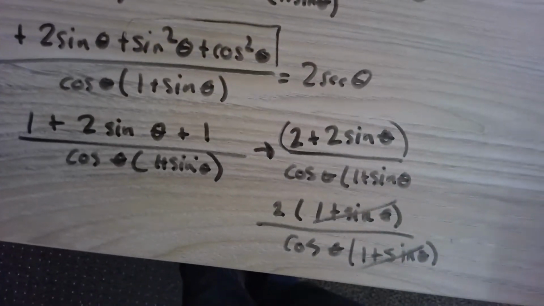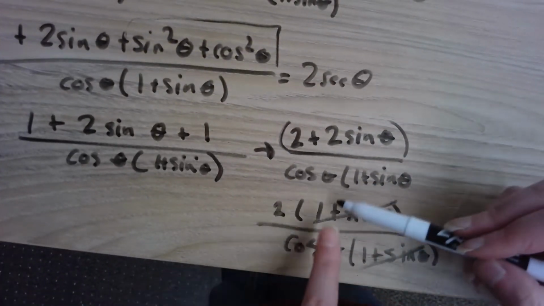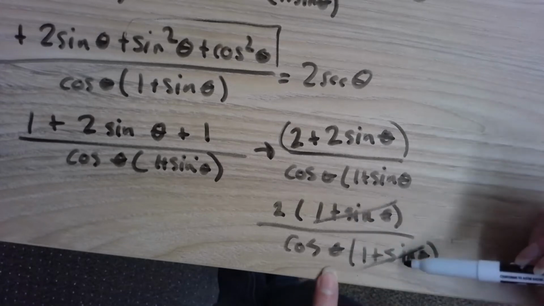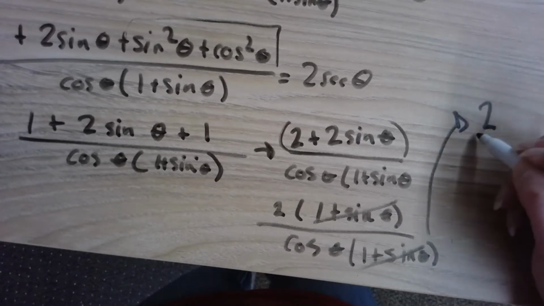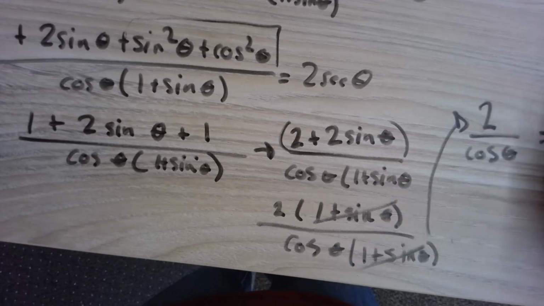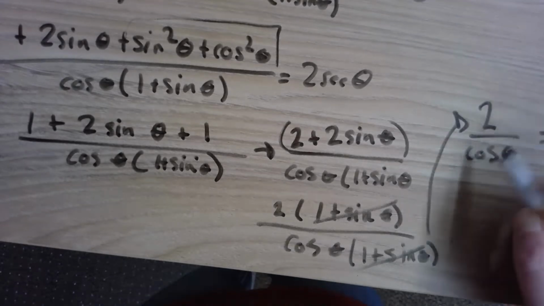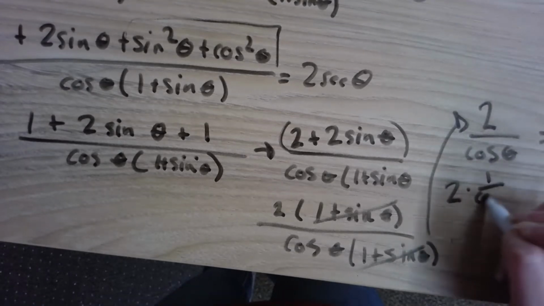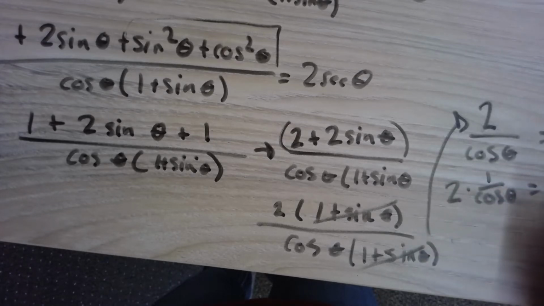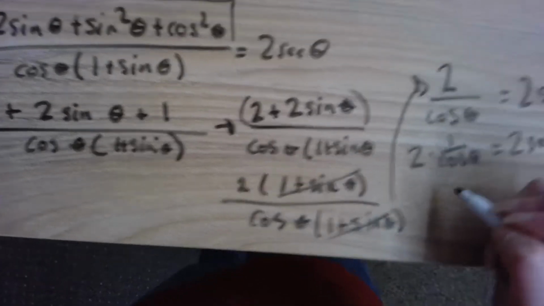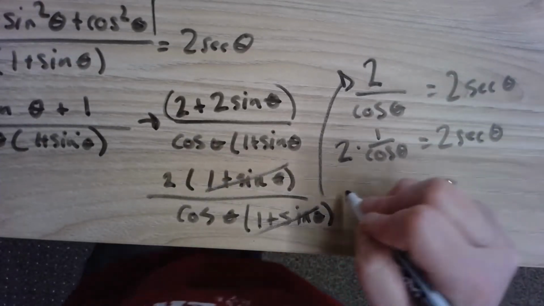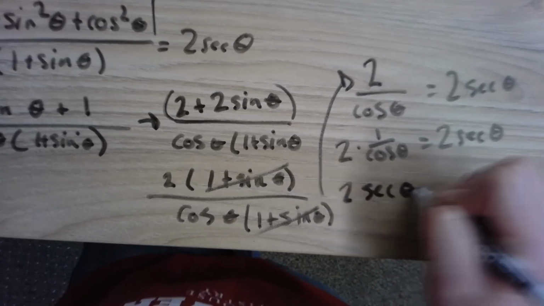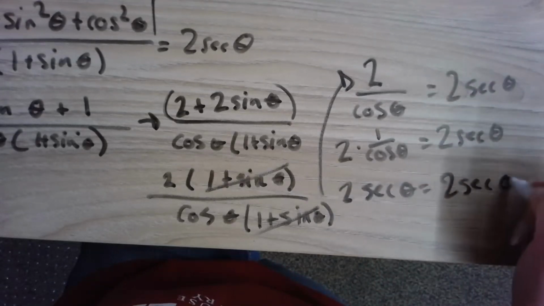Oops, you can't see that. So I factored out the 2, which left me 1 plus sine theta, and the 1 plus sine theta on the numerator and denominator will now simplify out. So I now have 2 over cosine theta equals 2 secant theta. Well, this is the same thing as 2 times 1 over cosine theta. And we know 1 over cosine is secant. So this is 2 secant theta equals 2 secant theta.